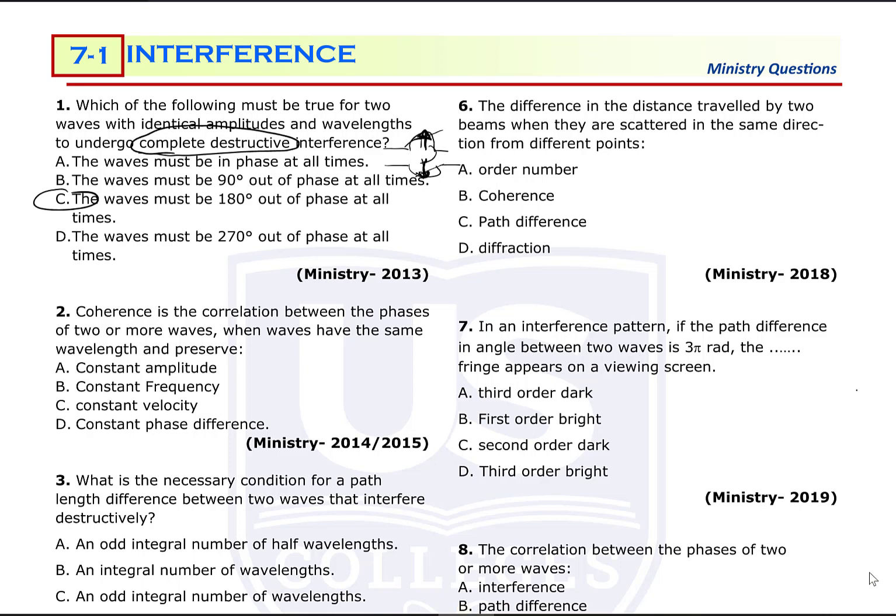Coherence is the correlation between the phases of two or more waves when the waves have the same wavelength and preserve. Coherence is about the constant phase difference. So the phase difference mustn't change as time passes between two sources. Then we can say that these two sources are coherent. So constant phase difference is the answer in here.